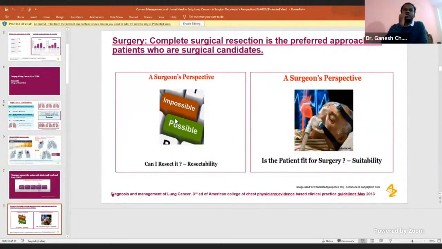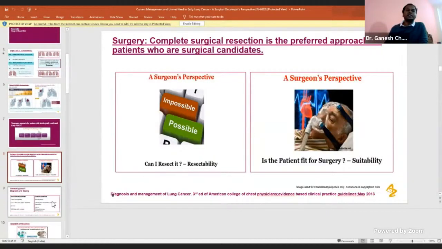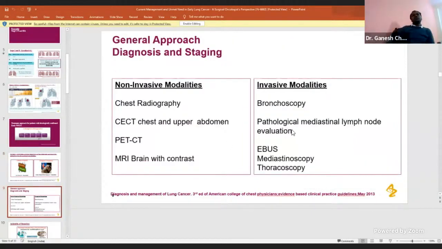Here we assess the resectability status. A multidisciplinary approach is needed. Before that, for diagnosis and staging, there are non-invasive modalities and invasive modalities. First of all, the patient comes with a chest X-ray from the periphery, and in higher centers like us, we do a CT chest and upper abdomen. We evaluate for any metastatic disease. Otherwise, you do a PET CT directly if the patient can afford it. And from stage 2 onwards, MRI brain is recommended. So we do the MRI brain.